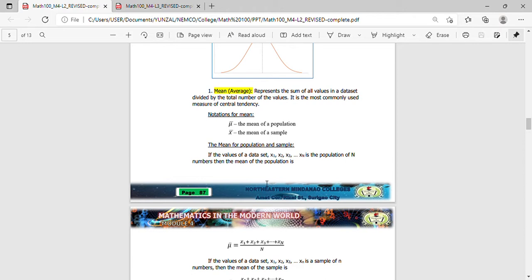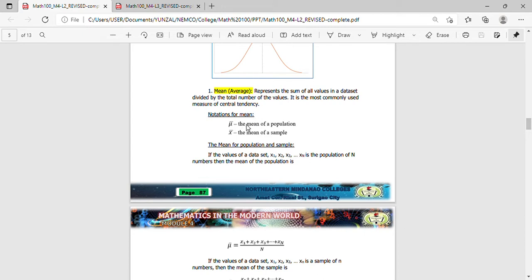The mean is also the average. It is easy: how do we compute for the mean of the data? It represents the sum of all values in a data set divided by the total number of values. It is the commonly used measure of central tendency. So, the notations for the mean.